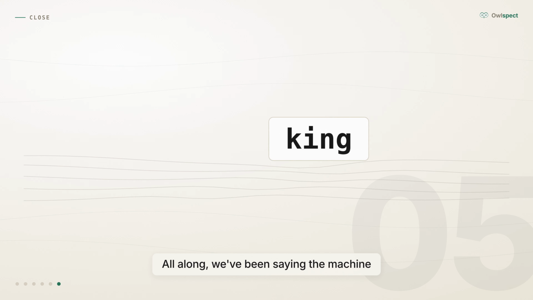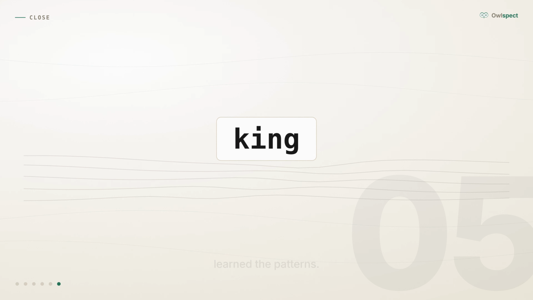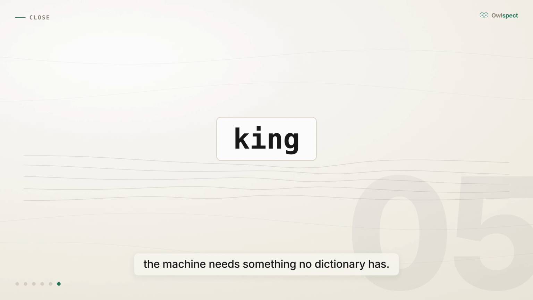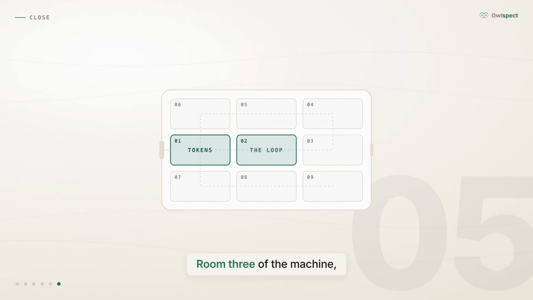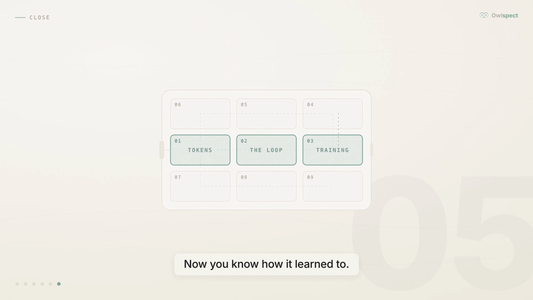All along, we've been saying the machine learned the patterns. Patterns of what exactly? Inside the machine, what does a word even look like? It isn't letters, those got sealed away. For king and queen to sit close in meaning, the machine needs something no dictionary has. Next chapter, we crack open a token, one of the word chunks the machine actually reads. There's a map inside. Room 3 of the machine, lit. It can read. It can write. Now you know how it learned too.